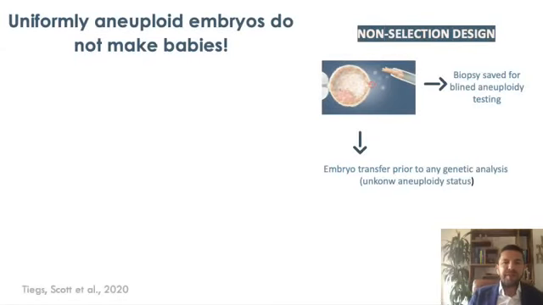Very elegant recent studies by the group of Richard Scott and colleagues have provided very robust evidence that, when transferred, uniformly aneuploid embryos do not make babies. In the context of a non-selection trial, blastocyst stage human embryos were biopsied and the sample was saved for blinded aneuploidy testing, and the embryos were transferred prior to any genetic analysis. So both euploid and aneuploid embryos were transferred without knowing their aneuploidy status, and this allowed a very accurate estimation of the positive and negative predictive value.